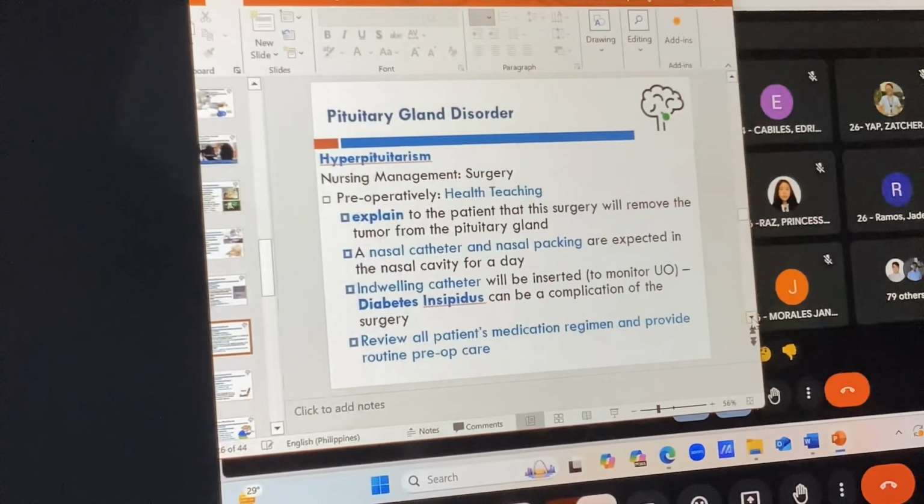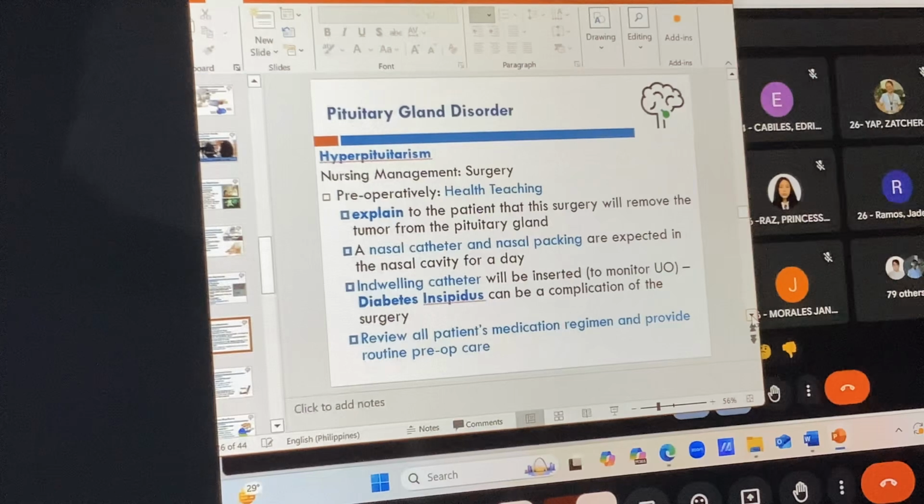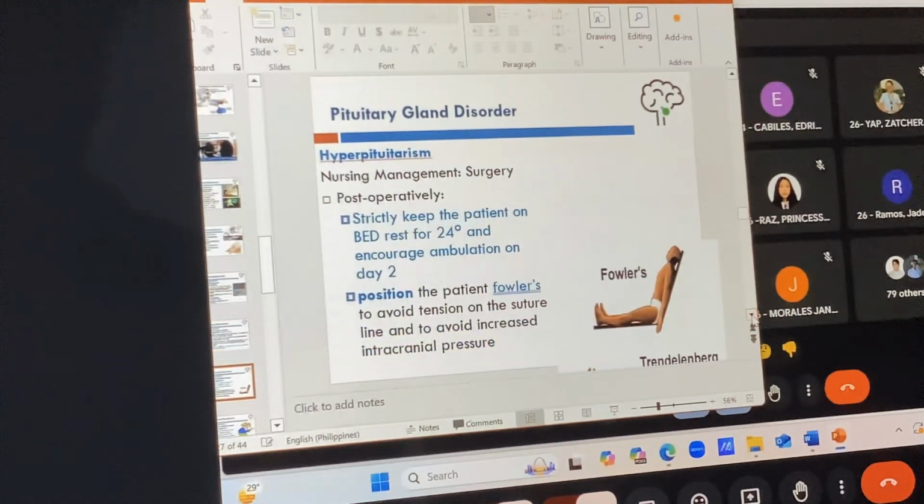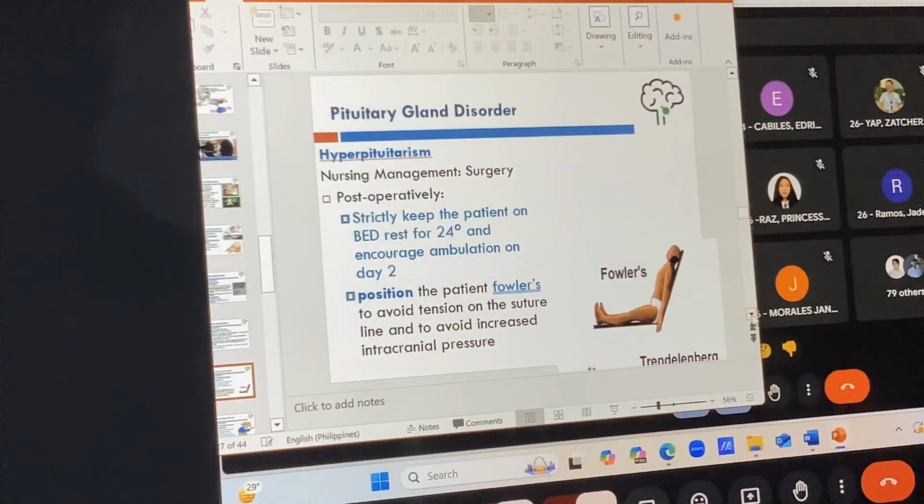Now, I forgot to mention that if a patient is maintaining a drug, usually this is lifelong. Tuloy-tuloy yung medication ng patient. Okay? So, post-surgery, what we can do in here, we provide post-op care. Now, sabi natin, we strictly put the patients on bed for 24 hours. And after 24 hours, we need to encourage ambulation.